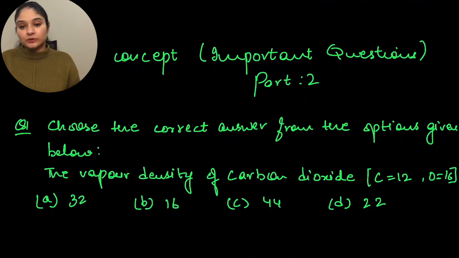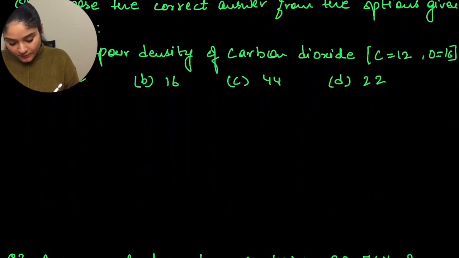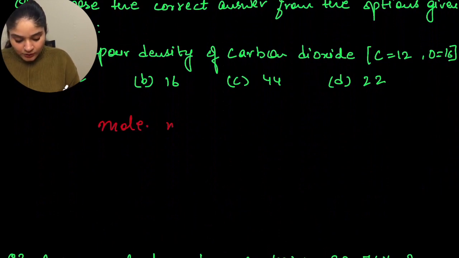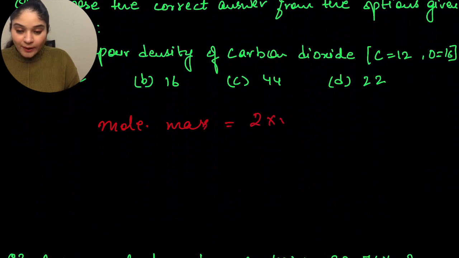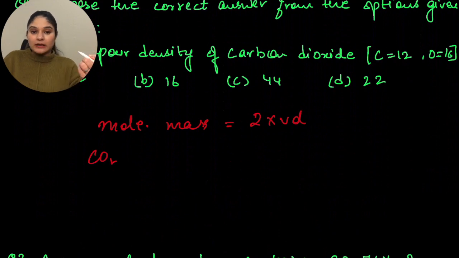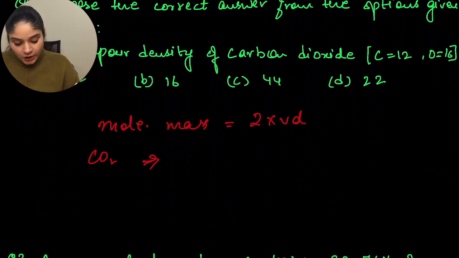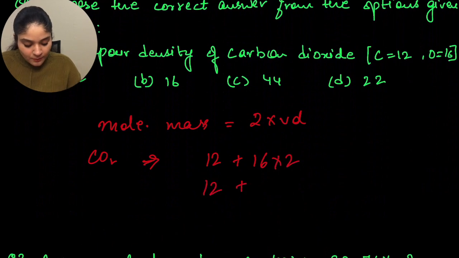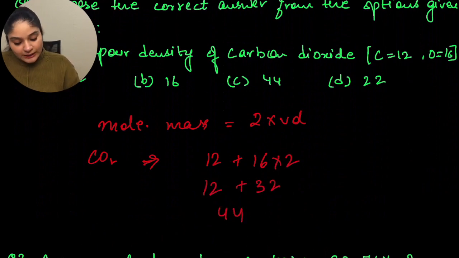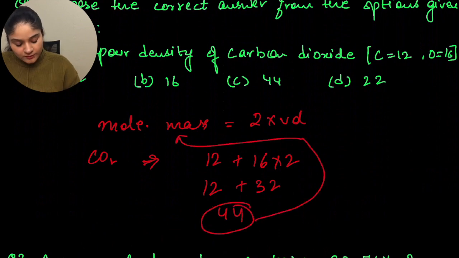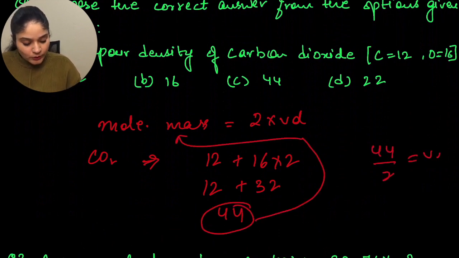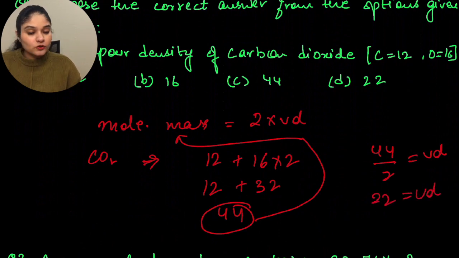The formula we'll be using in this case is molecular mass equals 2 into vapor density. Carbon dioxide, CO2, is given to you, and they have given you the masses. So you're going to calculate the relative molecular mass for carbon dioxide. That would be C is 12 plus 16 times 2, so 12 plus 32, which is 44. You put that over here, so 44 divided by 2 equals vapor density. So 22 is your vapor density.